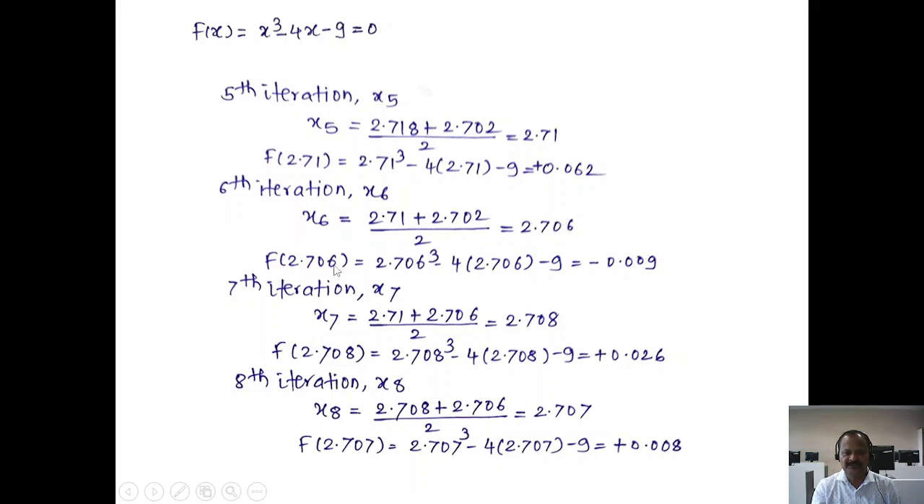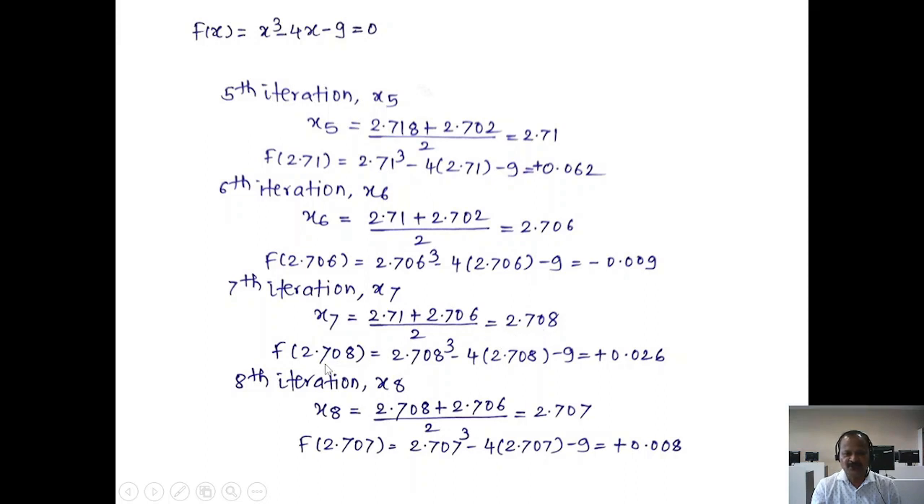Again, this we have to put in this equation. So f of 2.706 is equal to 2.706 cube minus 4 into 2.706 minus 9, which is equal to minus 0.009. Now this is the negative value for 2.706 and this is the positive value for 2.71. So we can say for the 7th iteration x7, 2.71 is the positive value and 2.706 is the negative value. So we can take the summation of this and divide by 2, and we get the answer 2.708.